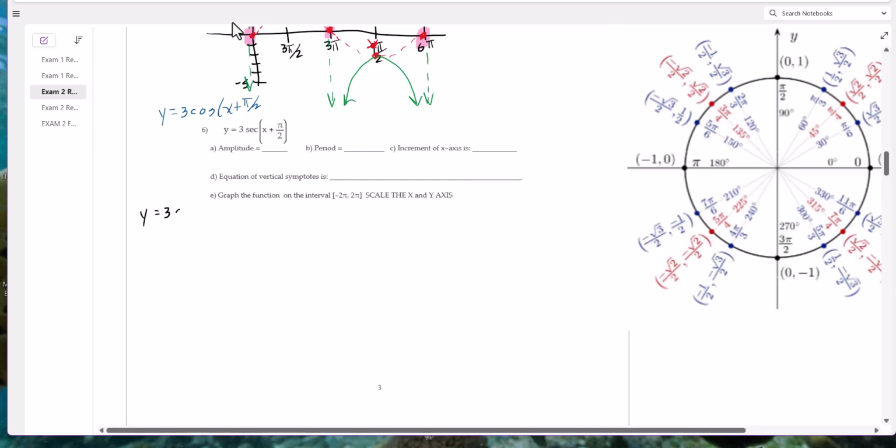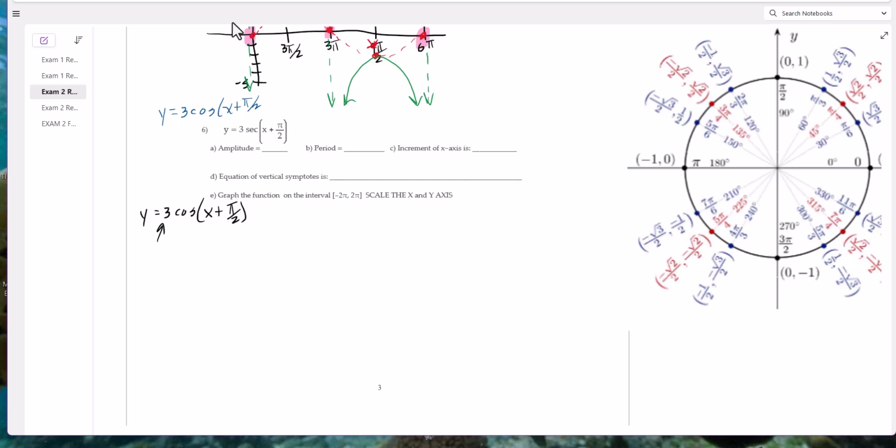So here's your amplitude. The absolute value of A, 3, is your amplitude. That'll tell you that the max is going to move to 3 and the min is going to move to -3. The period is 2 pi over B. B is the number in front of x, so that'll be 2 pi over 1, which is just 2 pi. For the increment, you take the period divided by 4. That'll give you pi over 2.